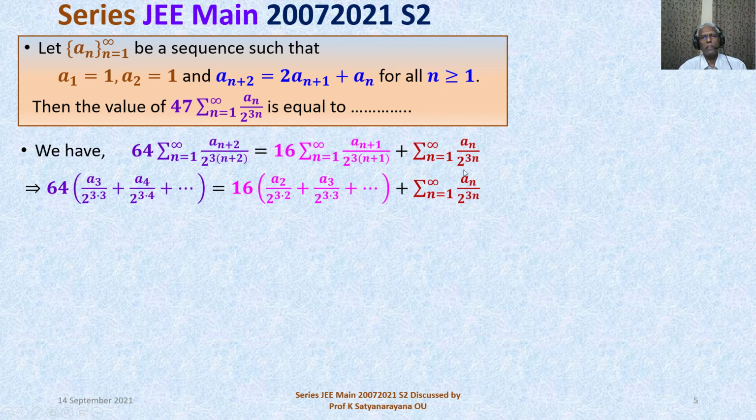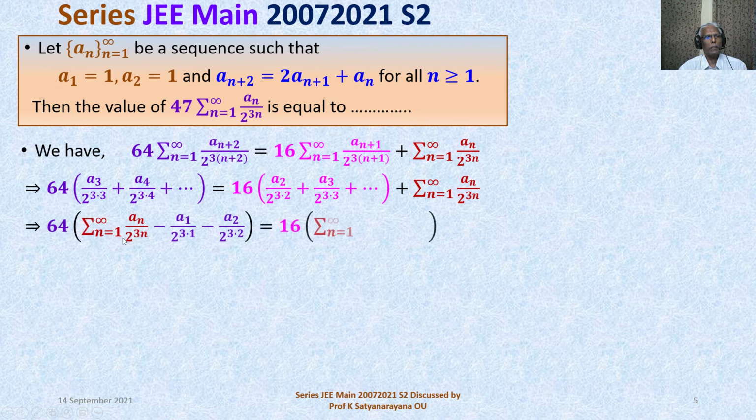That means from this series, subtract the first two terms, then you will get this series. And here, from this series, subtract the first term, because it is starting from the second term onwards. So that will imply 64 into sigma n equal to 1 to infinity a_n by 2 power 3n minus the first term minus the second term, because it is starting from the third term, and 16 times sigma n equal to 1 to infinity a_n by 2 power 3n minus the first term. Why? Because it is starting from the second term onwards. So now sum it up.